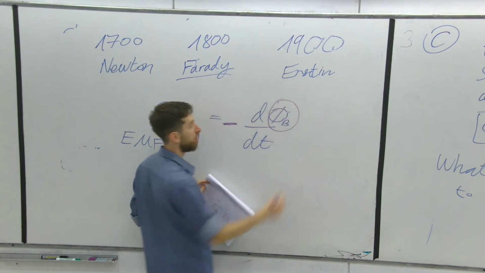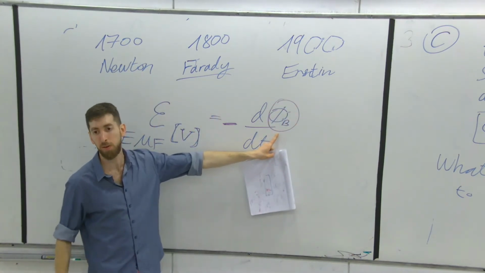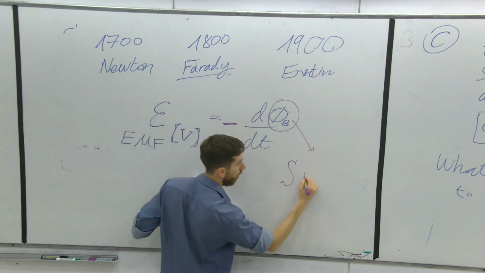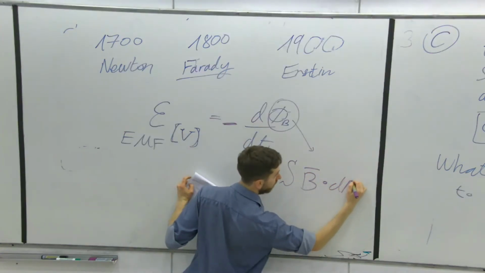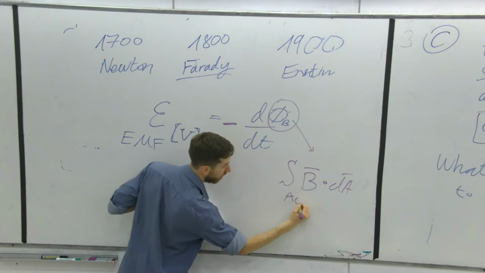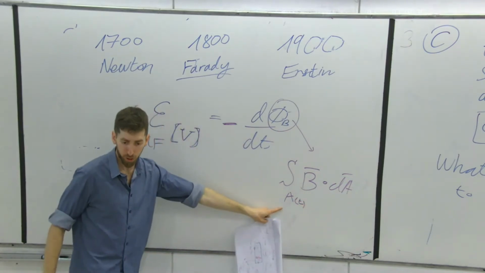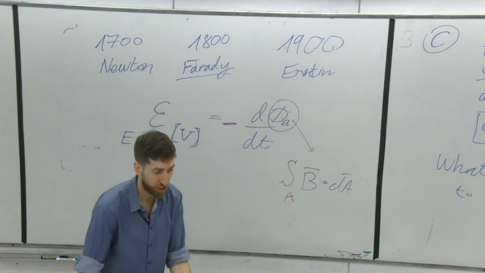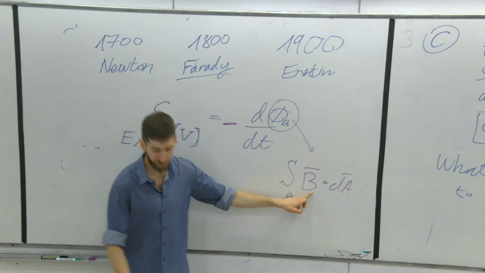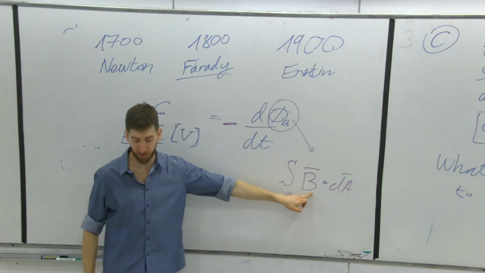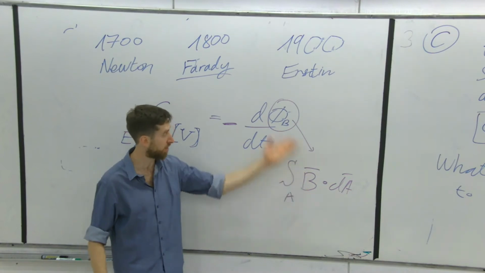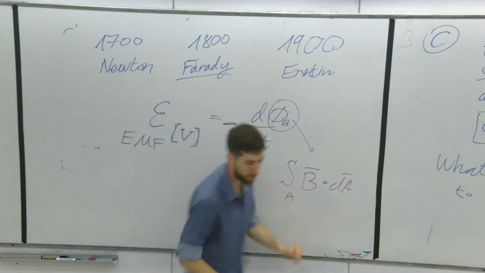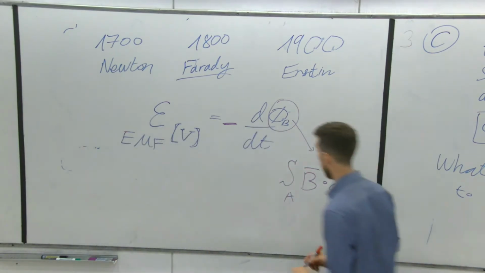So what can actually change in time? How can I change this flux in time? Let's remind you, this is actually the integral of B vector dot dA vector, right? I'm running over some area. So what can I do to change the flux? First of all, if I change the magnetic field, I actually change the flux. This is going to change. So first is this.